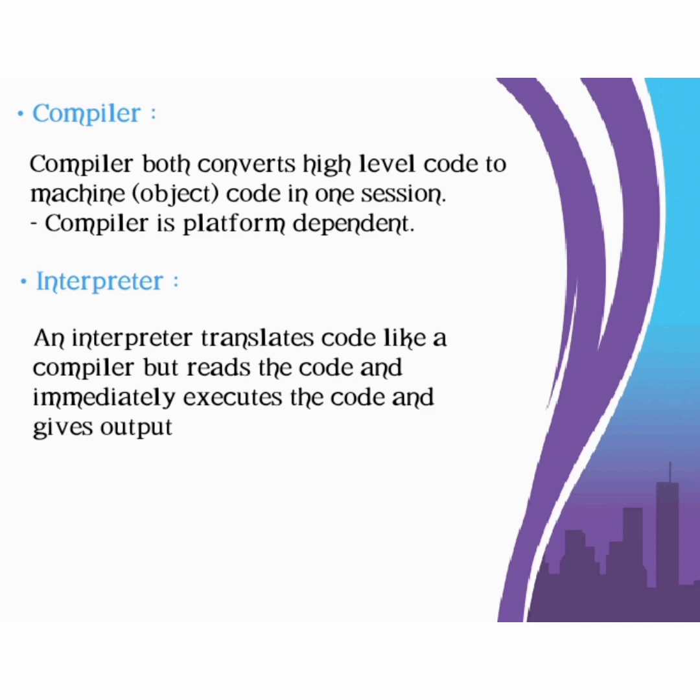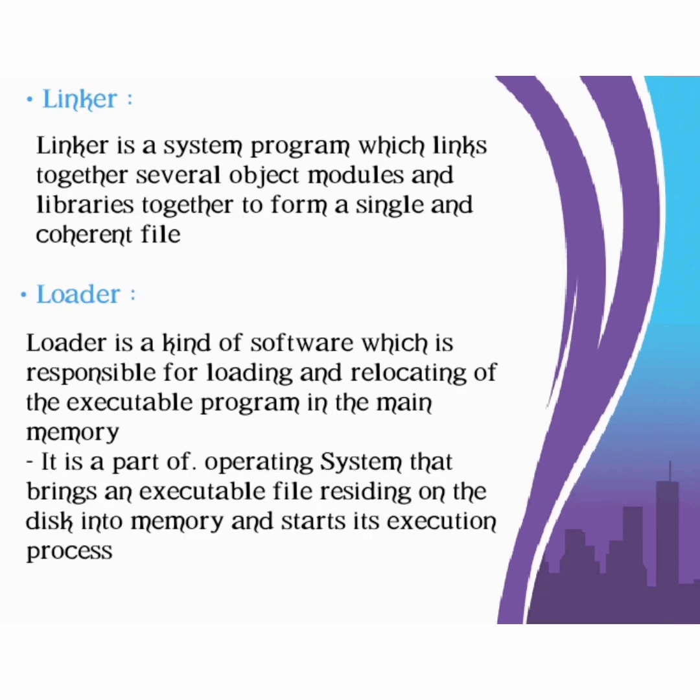Interpreter. An interpreter translates code like a compiler but reads the code and immediately executes it and gives the output. An example of an interpreter is Python. Linker. A linker is a system program which links together several object modules and libraries to form a single and coherent file. Loader. A loader is a kind of software which is responsible for loading and relocating the executable program in the main memory. It is a part of the operating system that brings an executable file residing on the disk into memory and starts its execution process.